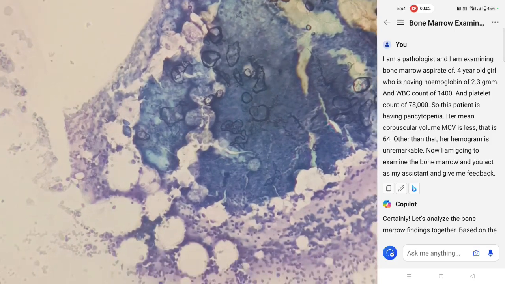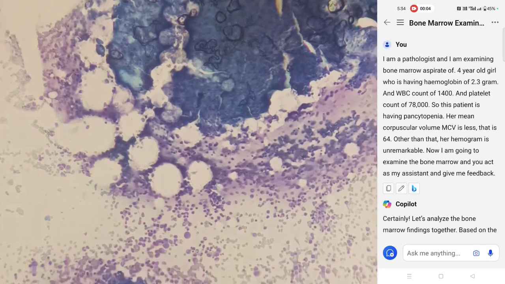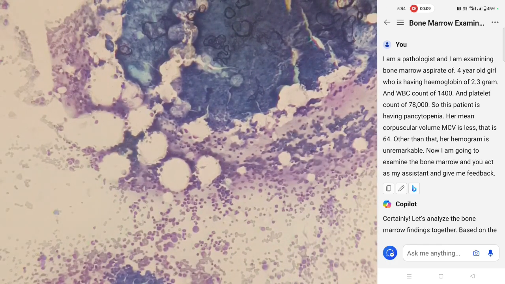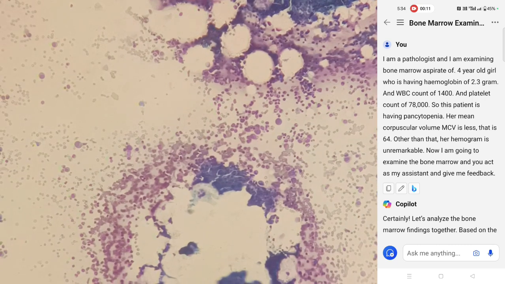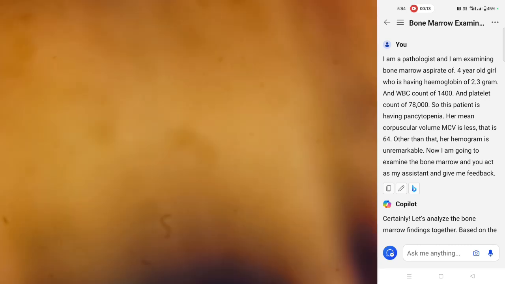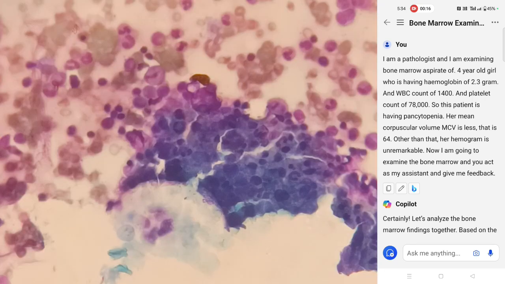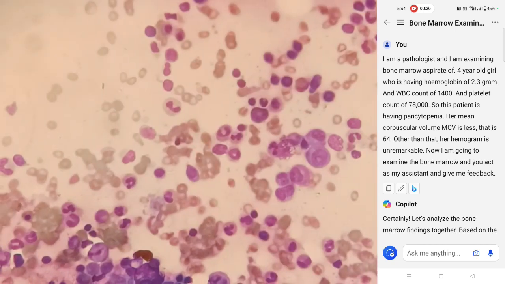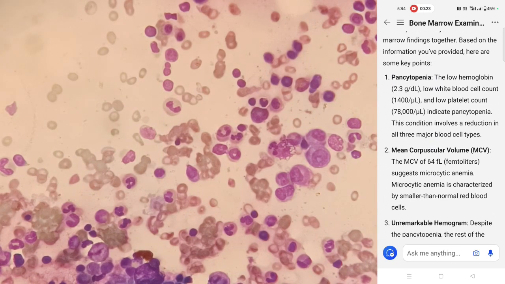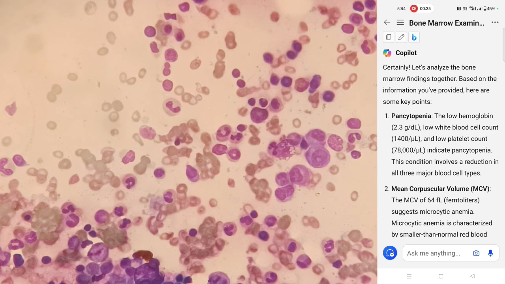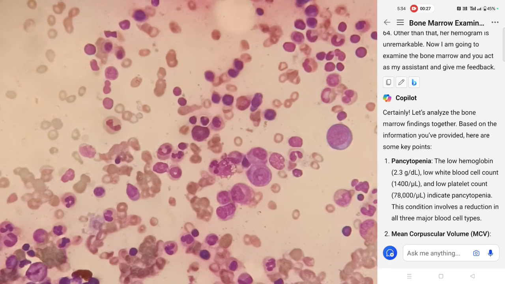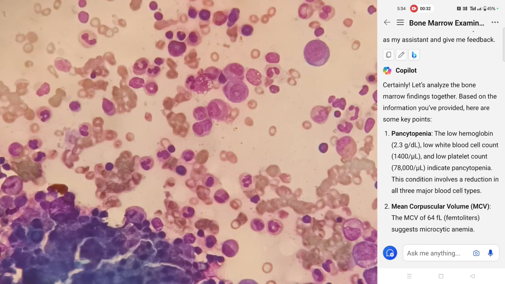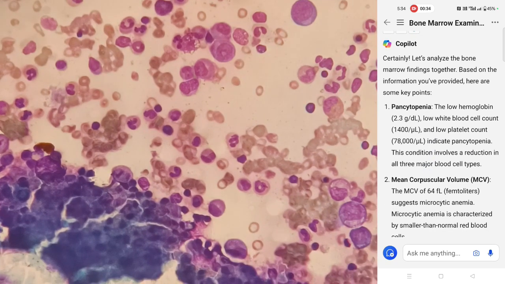This is what I am doing. I am examining a bone marrow aspirate smear, and at the same time, in parallel, I am using Microsoft Copilot as my assistant. I am dictating the history to it, and it is pretty good at capturing the dictation. I have given it hemogram findings, age, and everything, and it says okay. So I asked it, now I'm going to examine the bone marrow, and you act as my assistant and give me feedback. And here is the response from the Copilot.